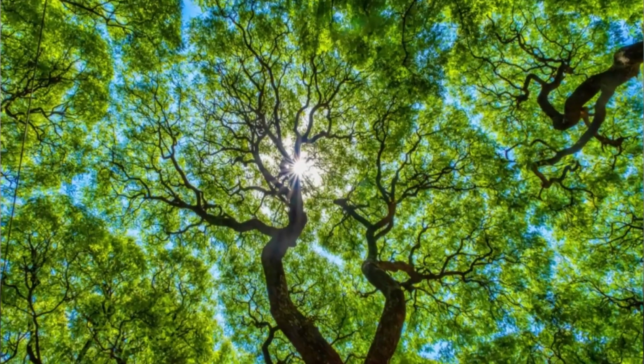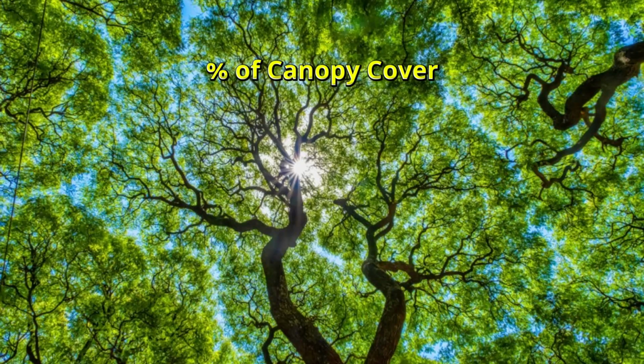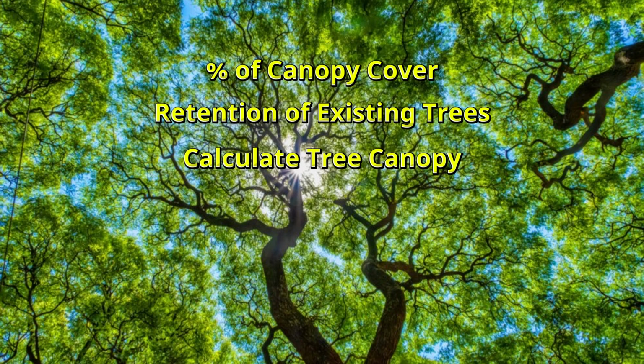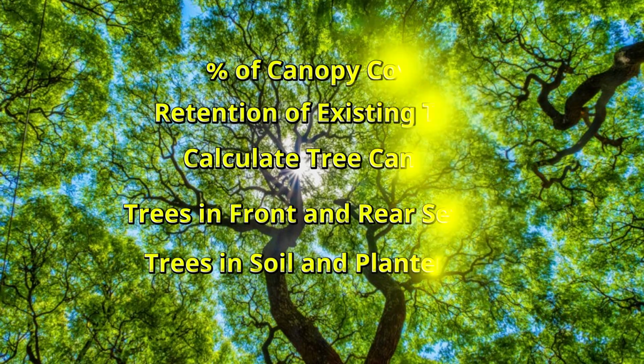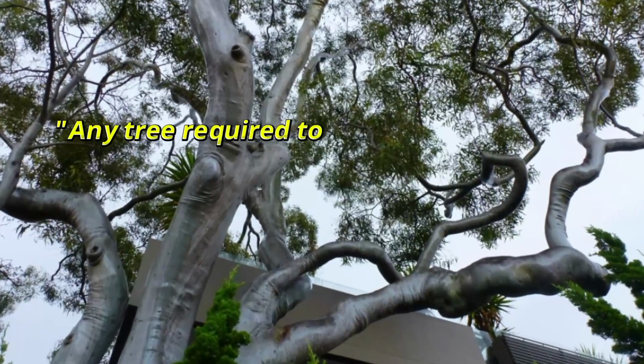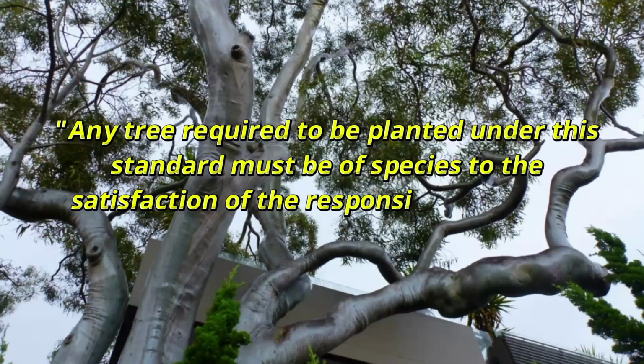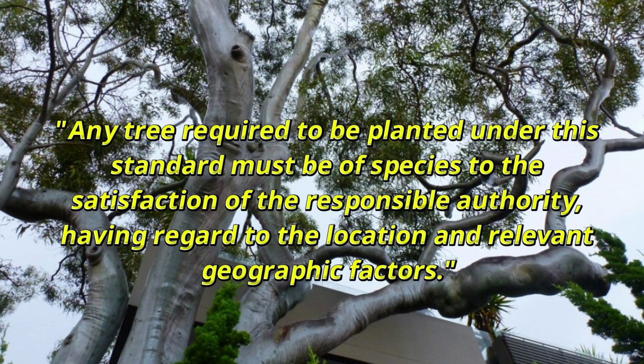There are 5 prescriptive requirements: percent of canopy cover, the retention of existing trees, the method to calculate tree canopy, the minimum number of trees in the front and rear setback, and requirements for trees planted in soil or a planter box. There is one subjective requirement which provides the responsible authority with discretion for the species of new trees to be planted.